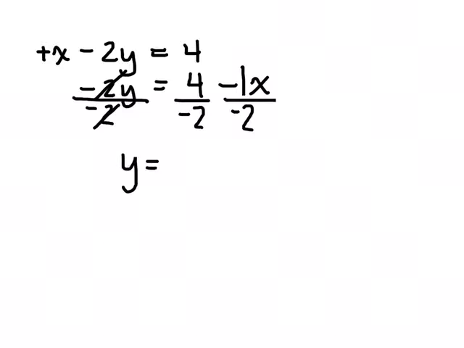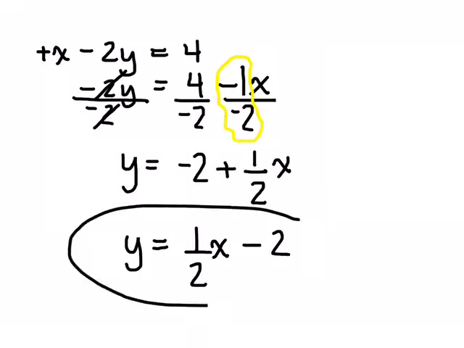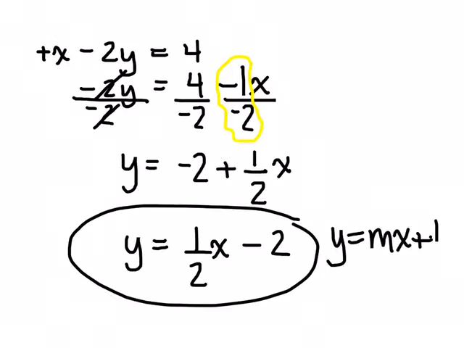Can I simplify? What's 4 divided by negative 2? Negative 2. And what's negative 1 divided by negative 2? Yep. Positive 0.5, or let's leave it as a fraction, positive 1 over 2x. So now this says y equals negative 2 plus 1 over 2x. Can I rewrite this as y equals 1 over 2x minus 2? Is that the same thing? Yeah, I just rearranged it so that it's in the same form as y equals mx plus b.